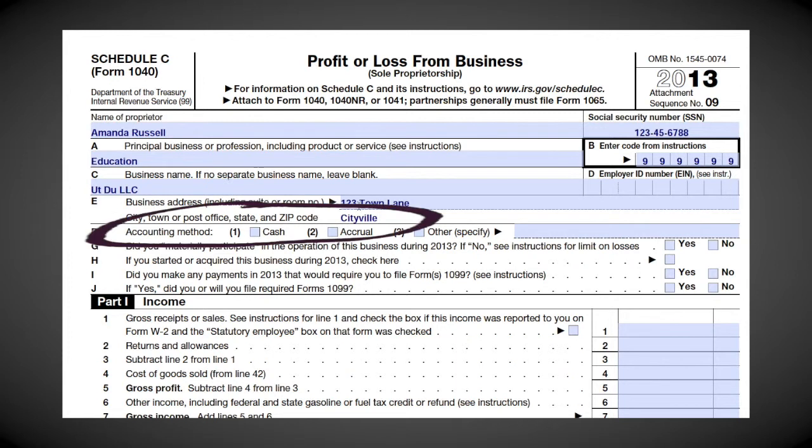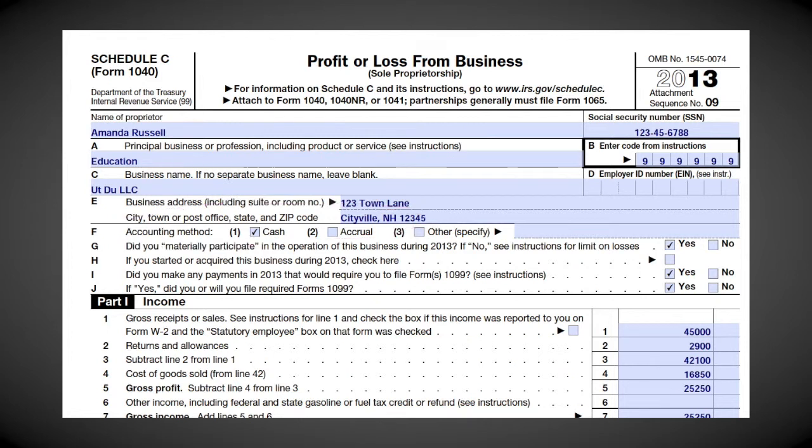The accounting method will usually be cash basis for sole proprietors, which simply means you report your income when you receive it and your expenses when you pay them. You should be aware if your business uses the accrual method, which reports income as earned and expenses as incurred. Very different and more complicated than cash basis.